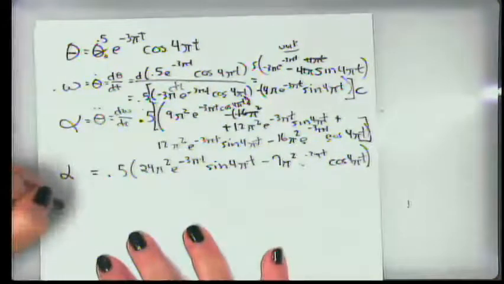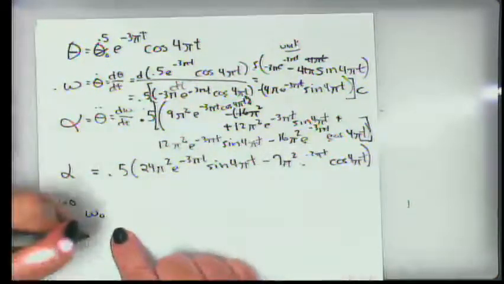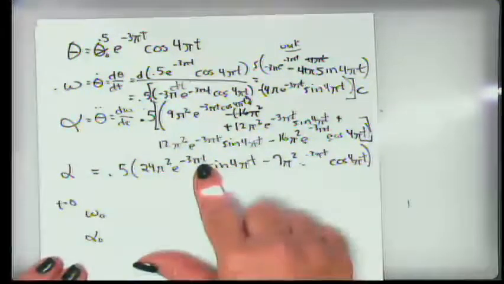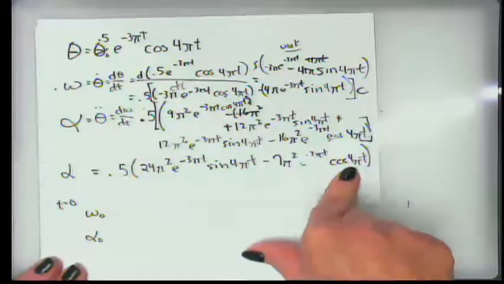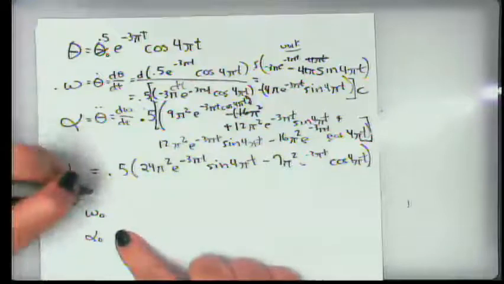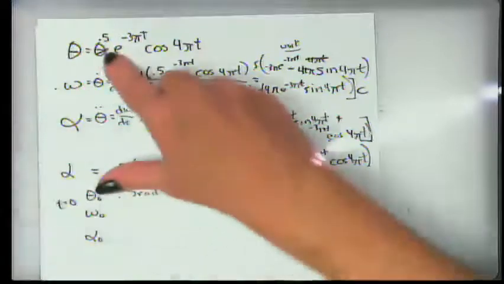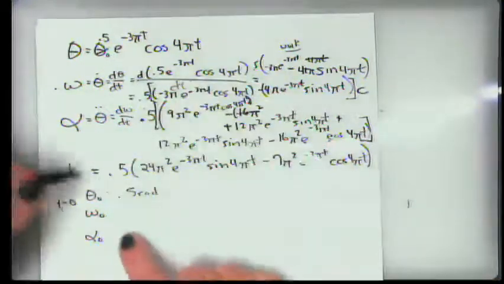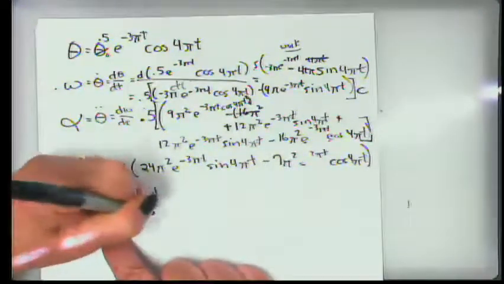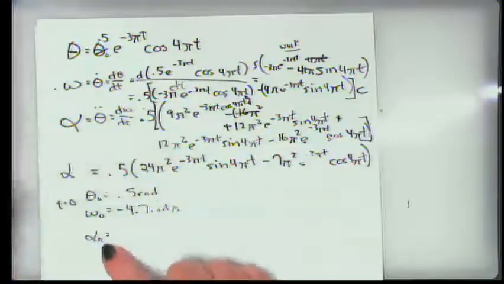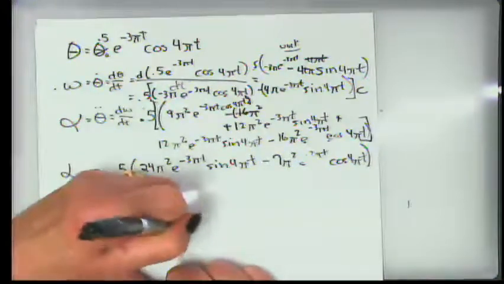So then at t equal to 0, you can plug in 0, and you can find omega 0 and alpha 0. And what you find is that a lot of this stuff either goes away or goes to 1, which is kind of nice, right? And we need to find theta 0 as well, which we already know is 0.5 radians. That was given in the problem. Omega 0, when you plug everything in, turns out to be minus 4.7 radians per second, and the initial alpha is negative 34.5 radians per second squared.